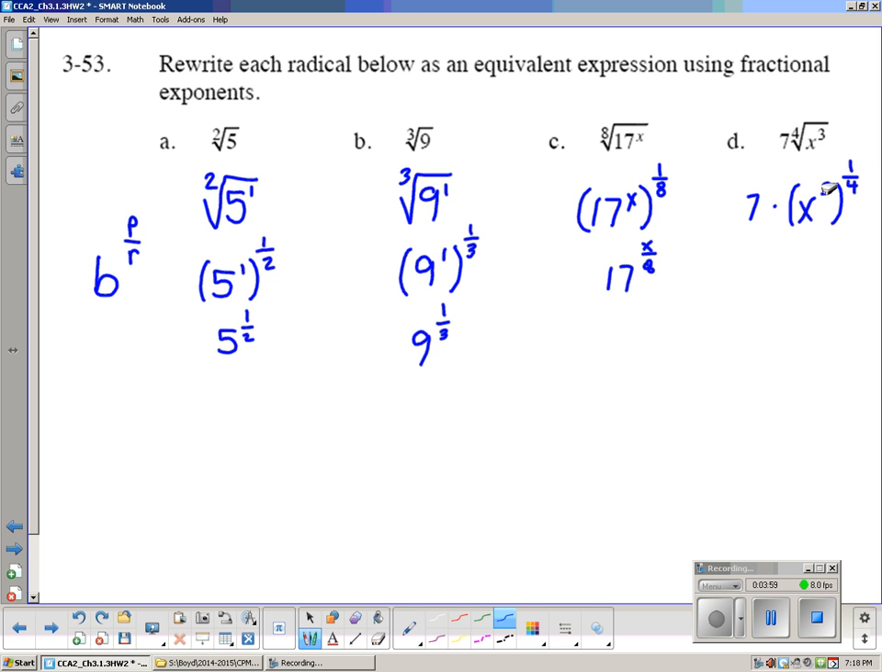Now, because we have a value here of 3, we're taking that exponent and raising it to another power, so we multiply those together. We end up right now with 7 times x raised to the power of 3 times 1/4, which is 3/4. If we put it all back together, this is like saying 7x to the 3/4 power.